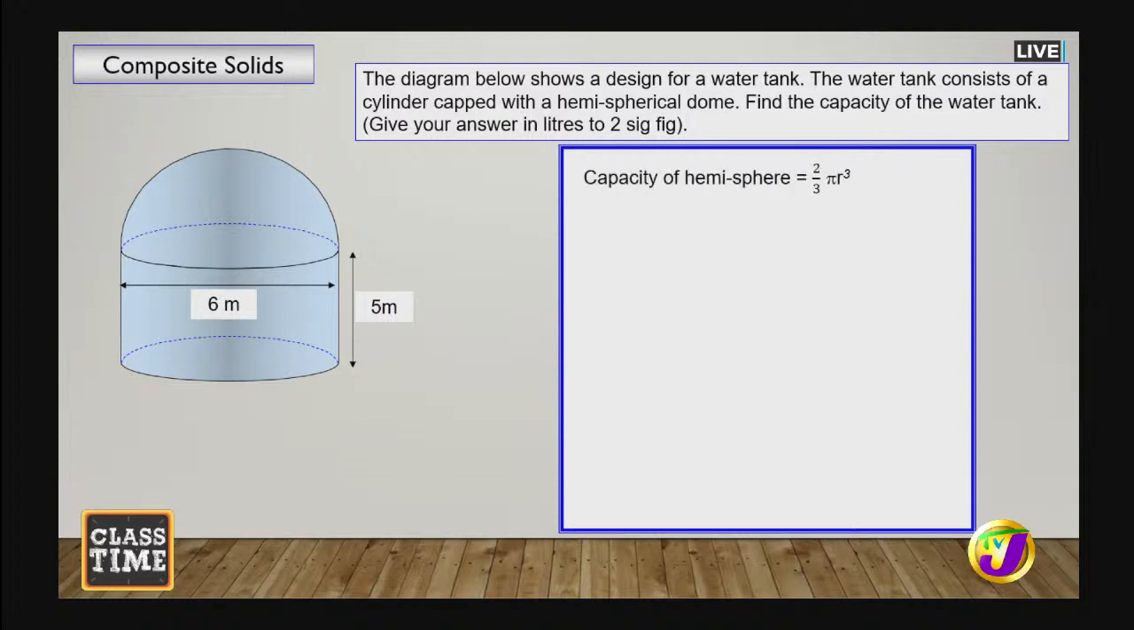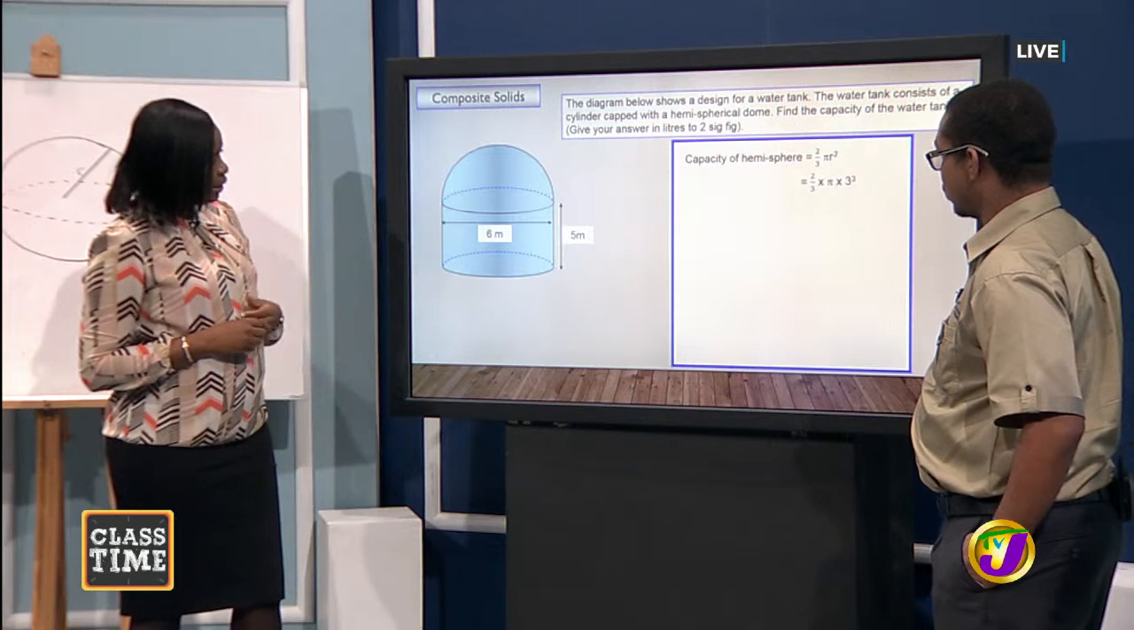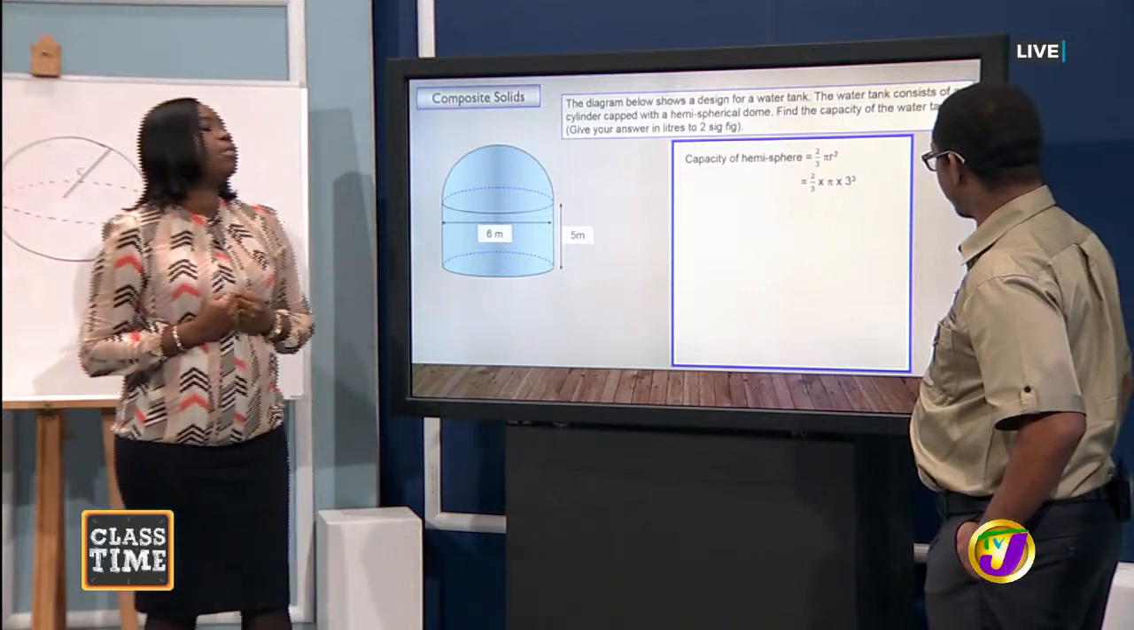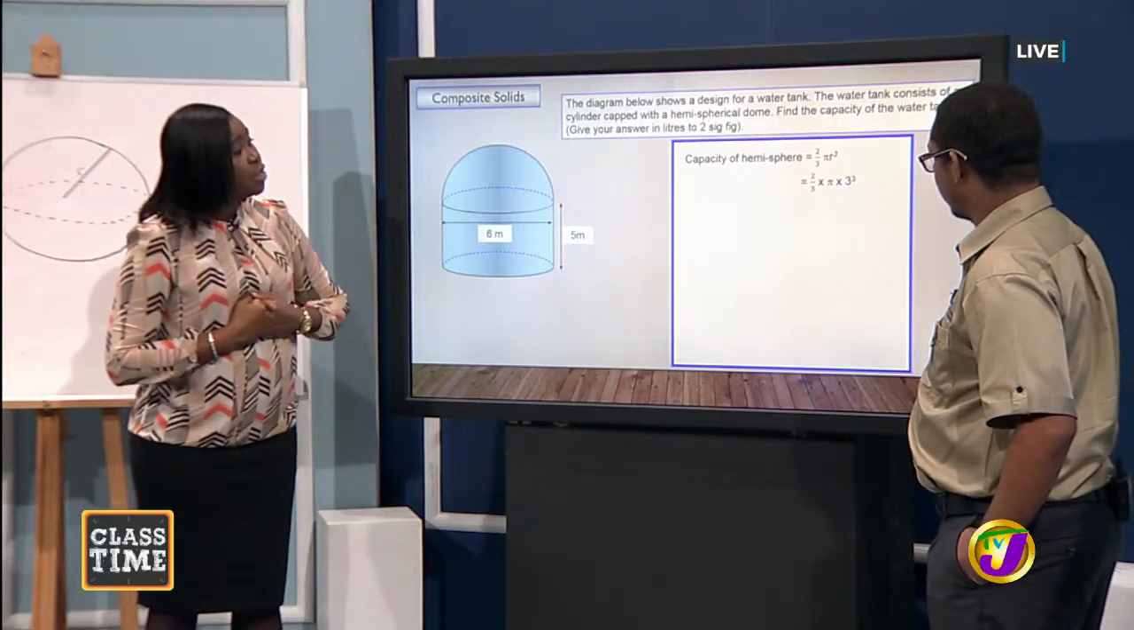As we would have done before, we're going to be decomposing and finding the volume of each region. So we'll start with the hemisphere. The formula would be 2/3 pi r cubed. Notice that our diameter of the circle is 6 meters, so the radius would be half of 6, which would give us 3.